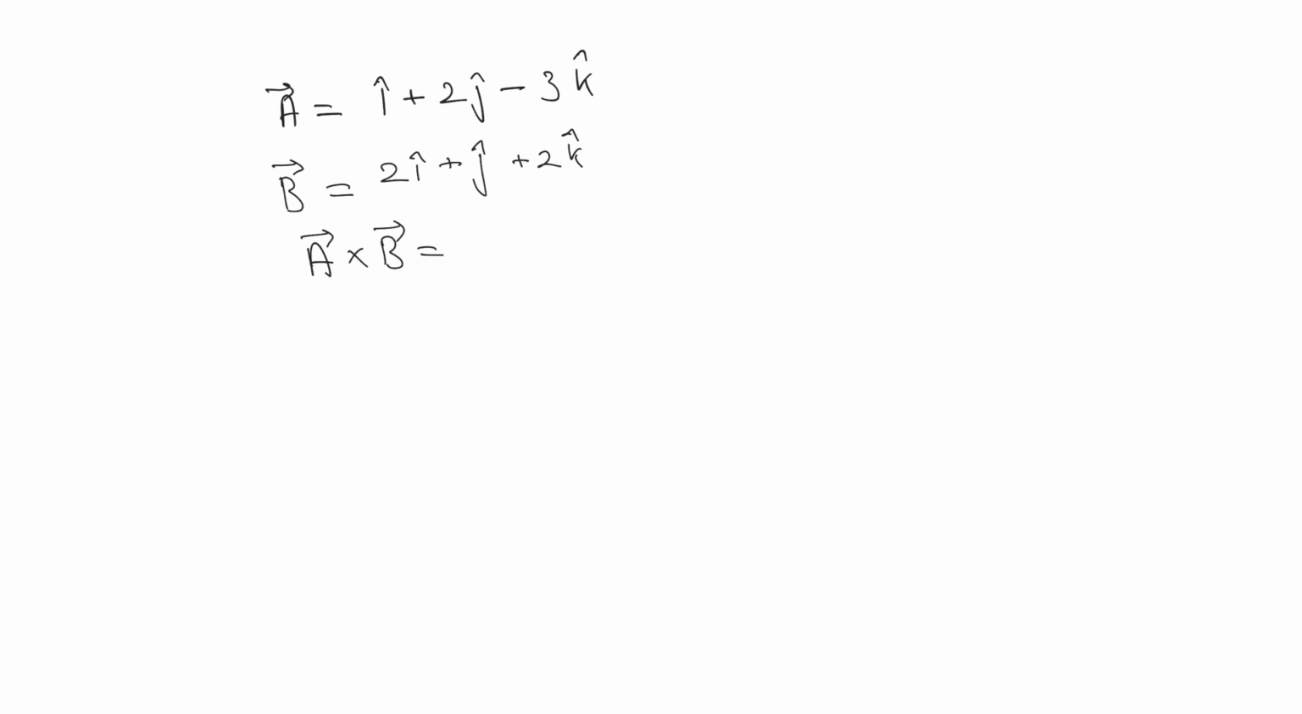So for a better understanding of a cross b, we'll take a numerical example. Let's say a vector is i cap plus 2j cap minus 3k cap, and b vector is 2i cap plus j cap plus 2k cap, and we are asked to find the value of a vector cross b vector. So first we need to write i, j, k. Now to find a vector cross b vector, first we write the components of a, which are 1, 2 and minus 3. Now we write the b components, which are 2, 1 and 2.